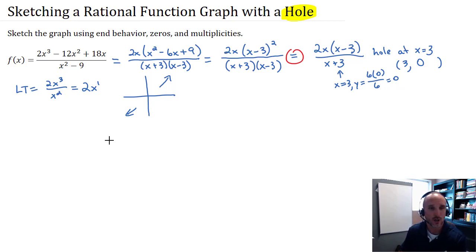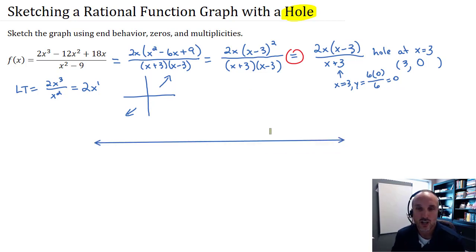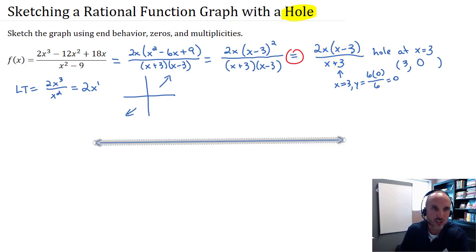So let's set up our number line chart, and then we can build our graph. There's a couple ways to do this. You could build your number line chart on the simplified version of the function after you've canceled, or you can use the unsimplified version of the function.